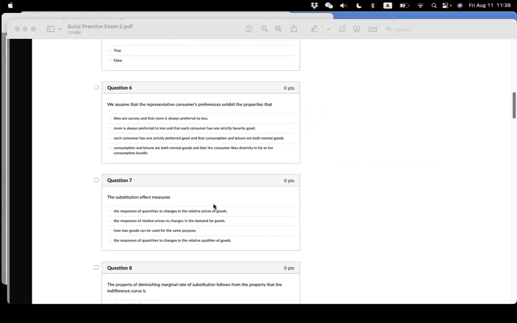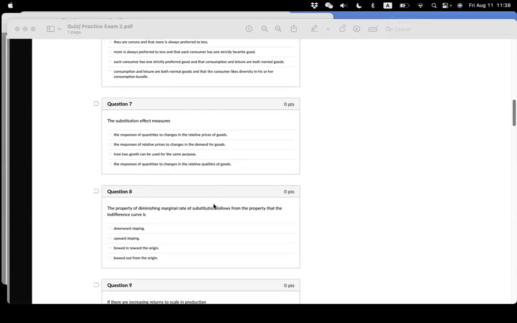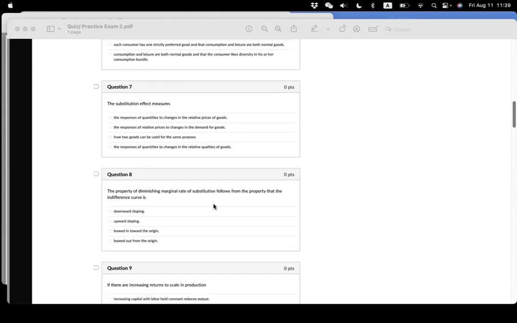So this is question 6. Now question 7. The substitution effect measures A, the response of quantity to change in the relative price of goods. Think about it: you substitute goods that have lower price for goods that have higher price. You substitute leisure for consumption, or consumption for leisure, depending on the relative price.